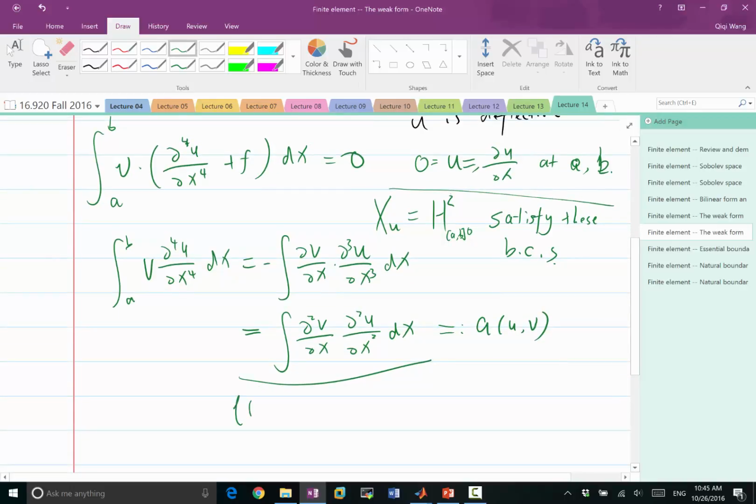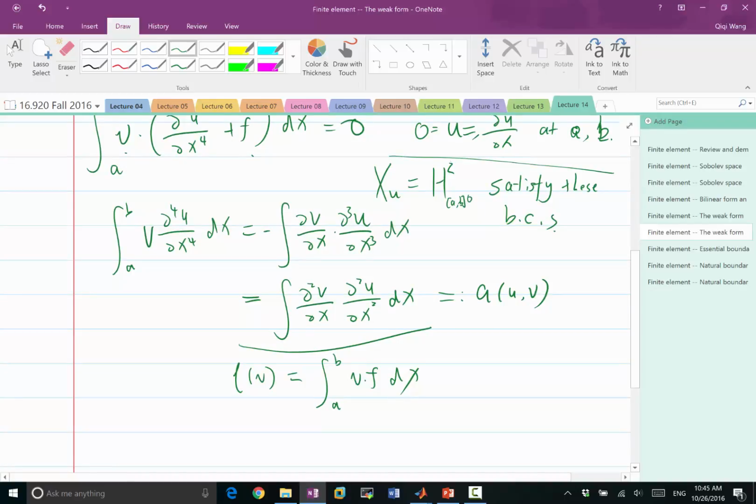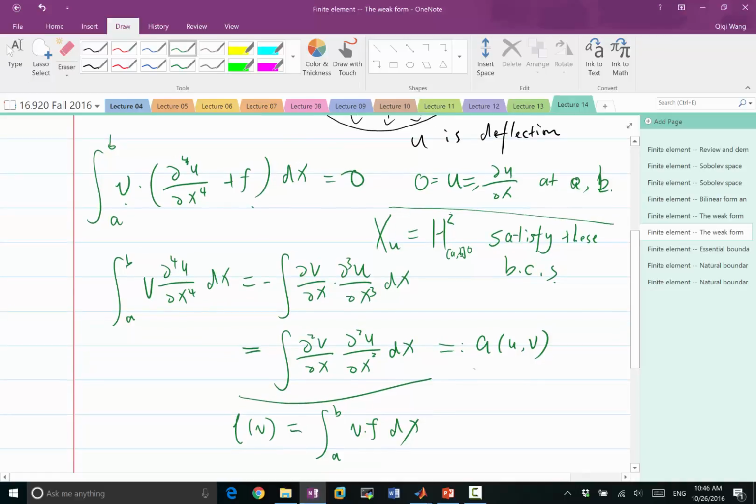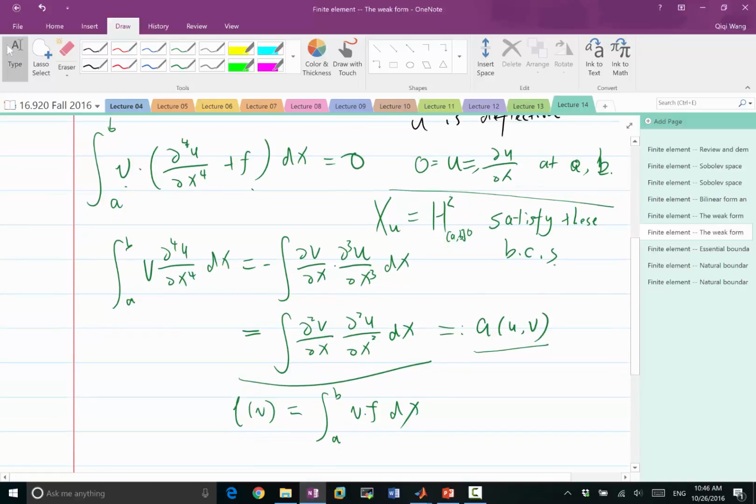And what is our linear functional? It's going to be the same, right? The integration of v and f. So that completes our derivation of the weak form. The ingredients of the weak form: first of all, we need to define the space of the solution and the test function. In this case, both can be H2. We also need to define a bilinear form, in this case the product of the second derivatives. We need to define a linear functional, in this case the product of the test function v with the known function f.